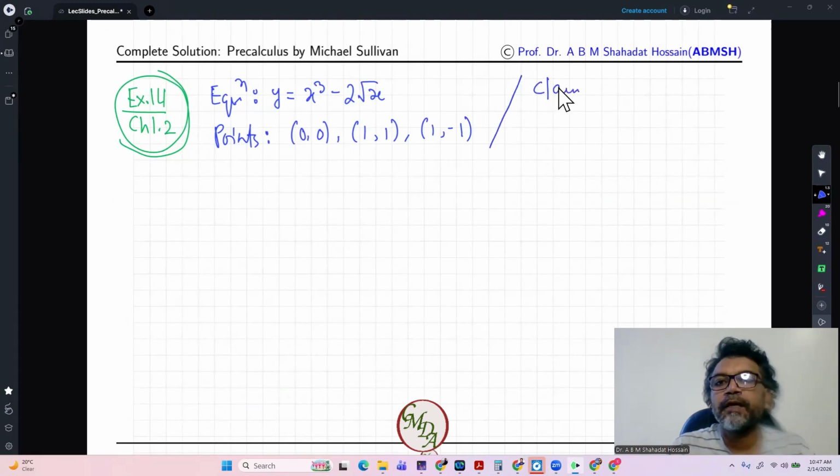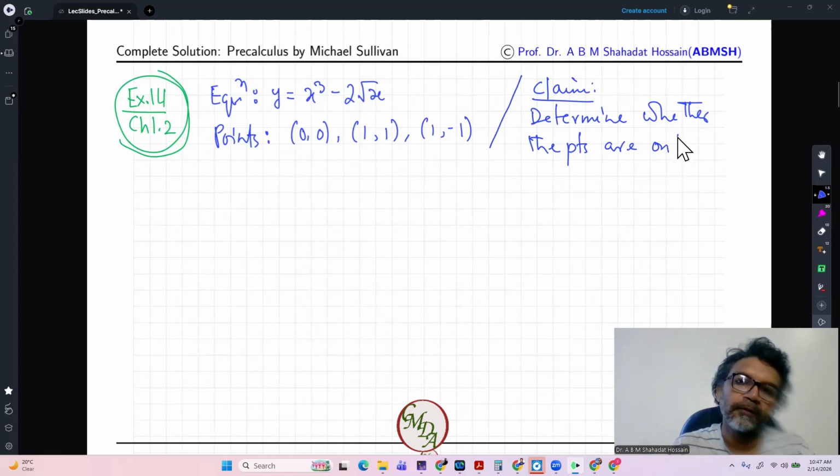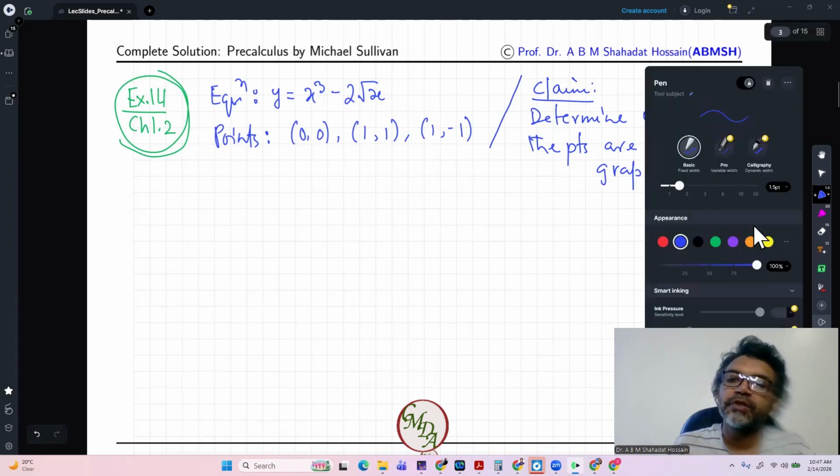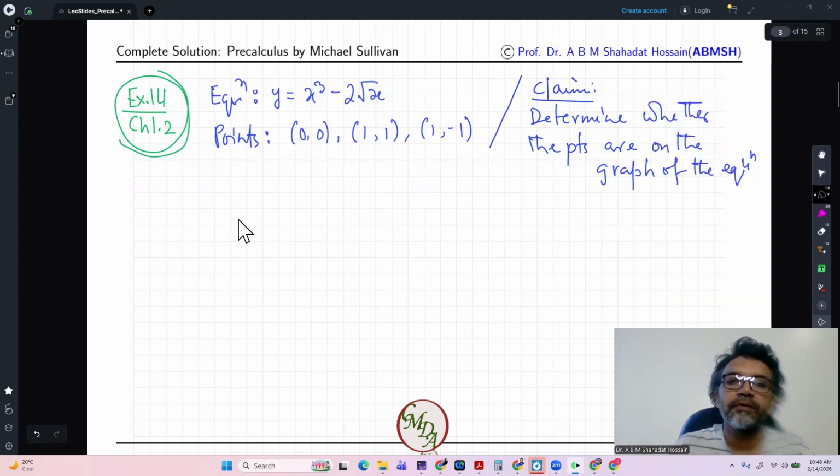So the claim of this question is to determine whether the points are on the graph of the equation. We are now aware of our current situation, what information is given, and what is required for this question.